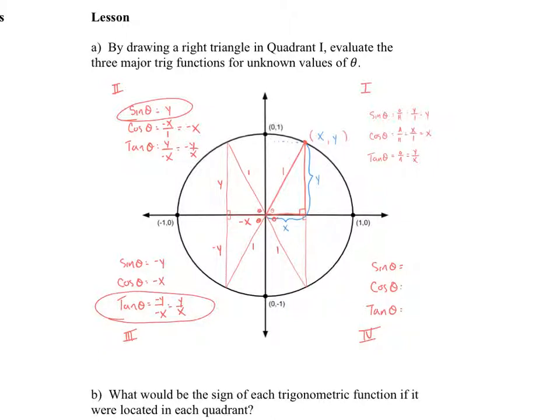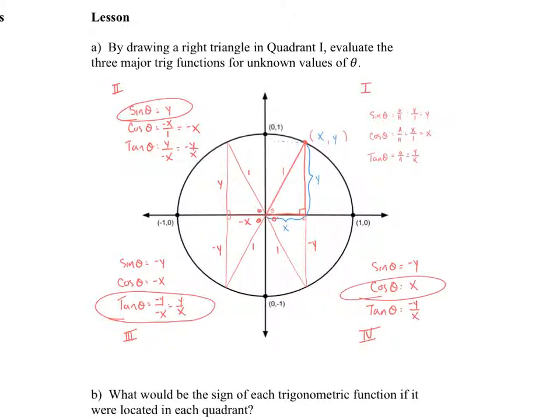In quadrant 4, we have sine, which is your opposite side. Our opposite side length here is also negative because it's beneath the x-axis, so our y values are negative. So we have negative y over 1. Cosine is positive again, because notice our adjacent side length is a positive x. So that's going to be x over 1. And tangent is going to be negative y over x, which is again negative.